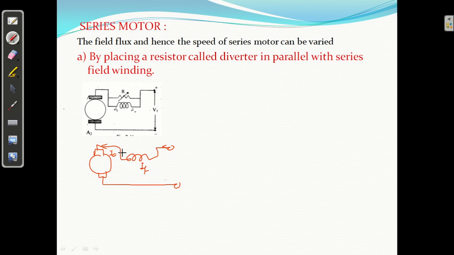I'm getting some speed. Now when you insert a resistance in parallel with the field winding, what will happen? The armature current will not change, it will be the same, but the current is diverted: some current will be taken by this parallel resistance, and the current through the field winding will be reduced, so the flux will reduce. And you know N equals what? N equals Vt minus Ia Ra upon K phi.